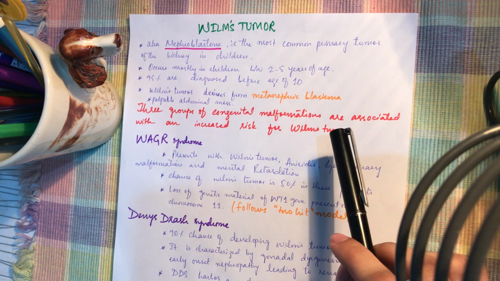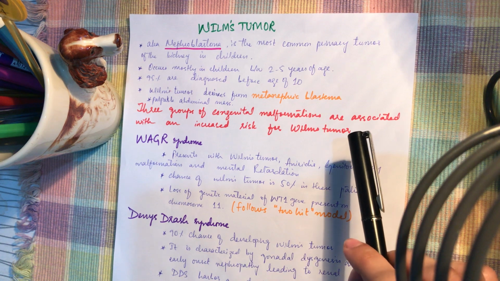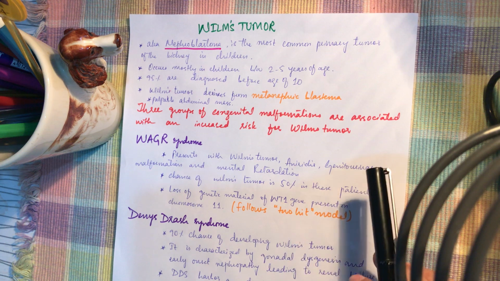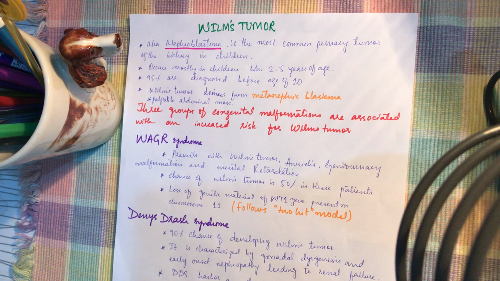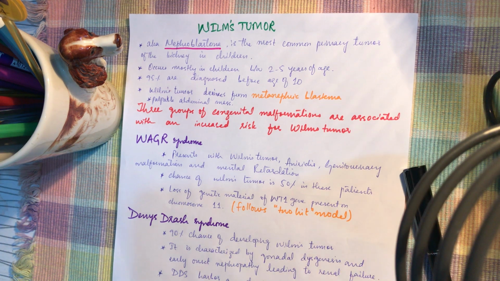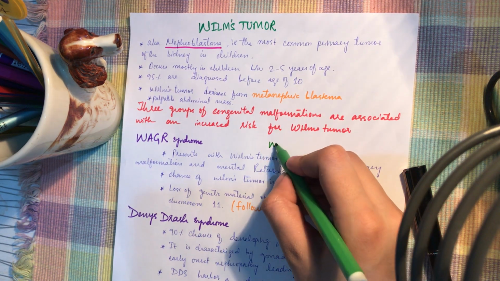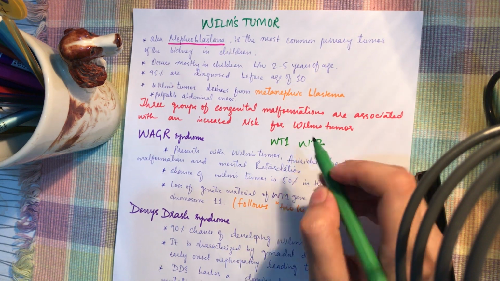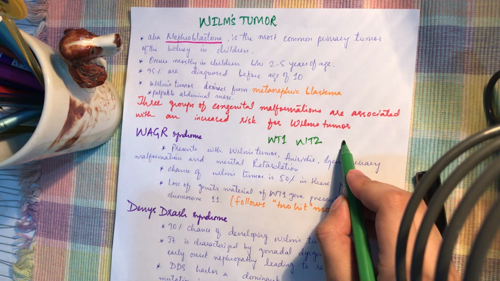Okay, so the important thing that you need to know about the Wilms tumor is the three congenital malformations that are present in it. So the three groups of congenital malformations that are associated with an increased risk for the Wilms tumor are the WAGR syndrome, Denys-Drash syndrome, and the Beckwith-Wiedemann syndrome. Okay, so one important thing that you need to know is that the Wilms tumor is commonly caused by loss of function mutation in the WT1 and WT2 gene, and these both are present on the chromosome number 11.